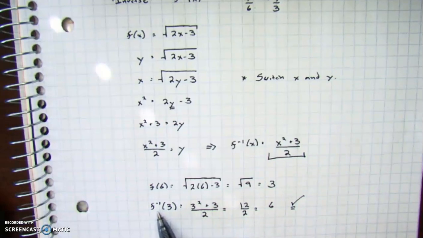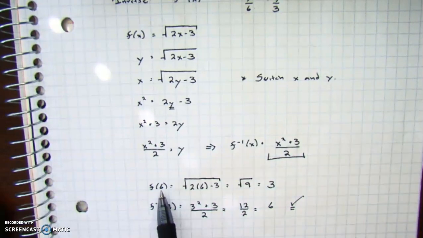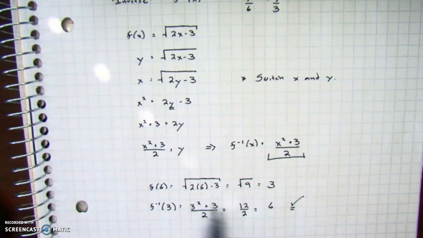So we had f⁻¹ of 3. We did 3 squared plus 3 over 2, which is 12 over 2. So that equals 6. Check. I plugged in f(6) and I got 3. I plugged in the inverse of 3 and I got back to 6. So you can see how those inverses work. That's sort of what we're doing.